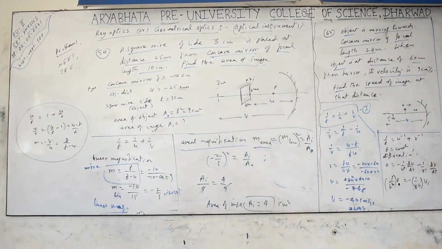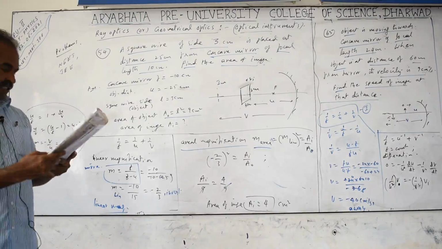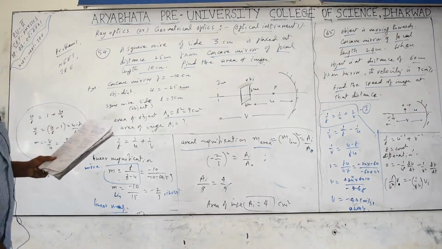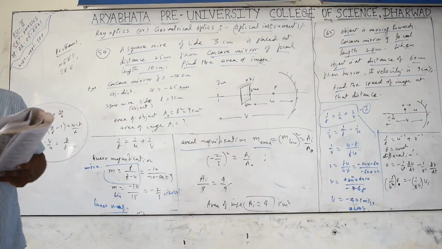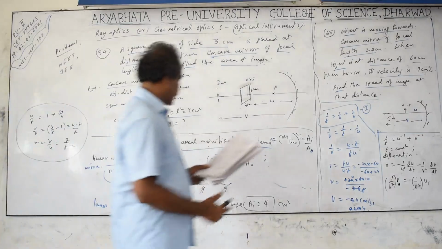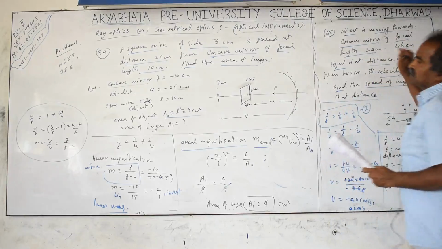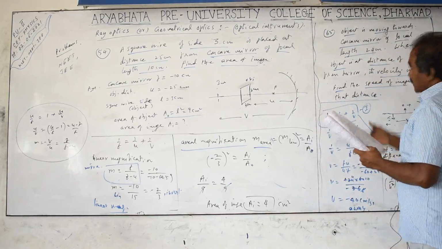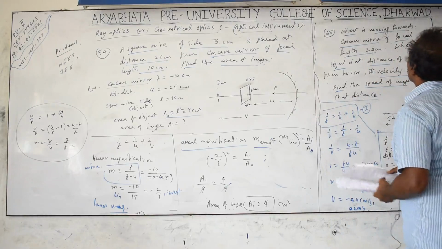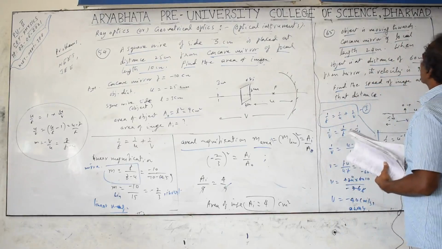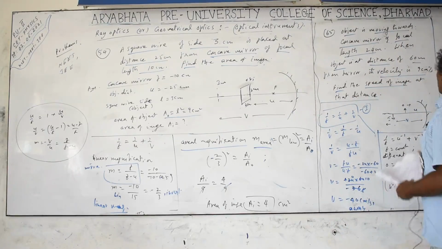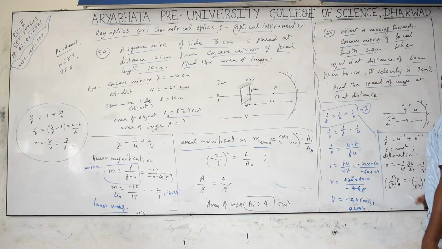Next problem is the 65th one. These two problems are important for NEET and JEE, mainly for JEE. For NEET, this areal magnification can be asked. This one is important mainly for the JEE cases. Here the object is moving towards the concave mirror of focal length 25 centimeters. Concave mirror focal length is 25 centimeters.